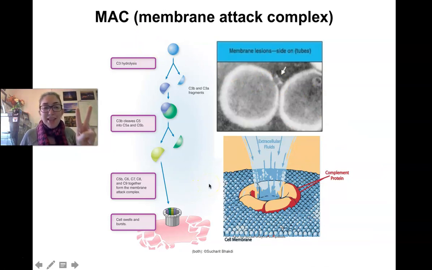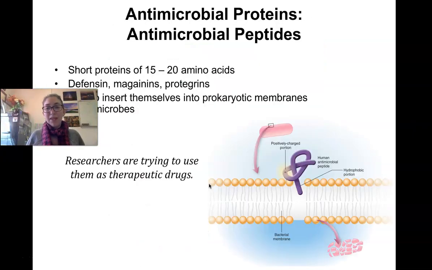So the two ways that complement really helps to complement the immune system is to opsonize, or candy coat, bacteria and make them really delicious for phagocytosis, or MAC attack, form these hole punches and punch holes in bacteria.